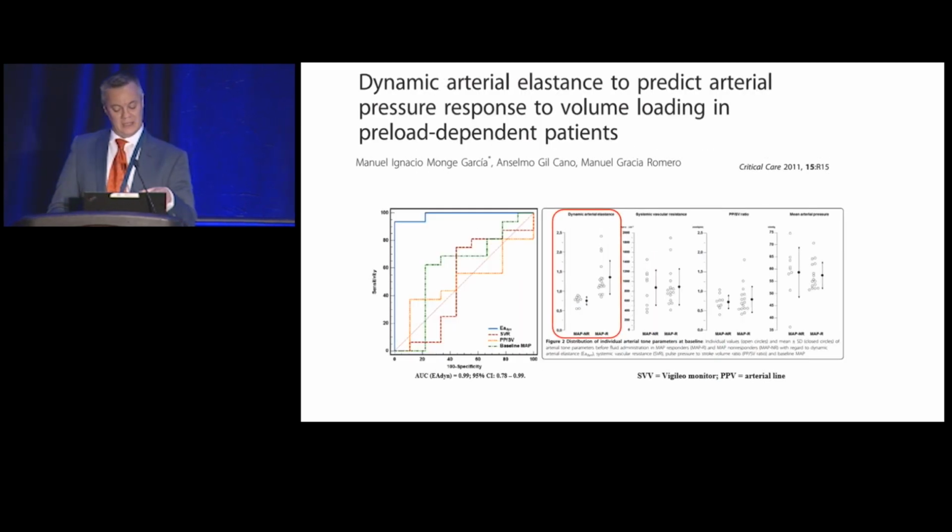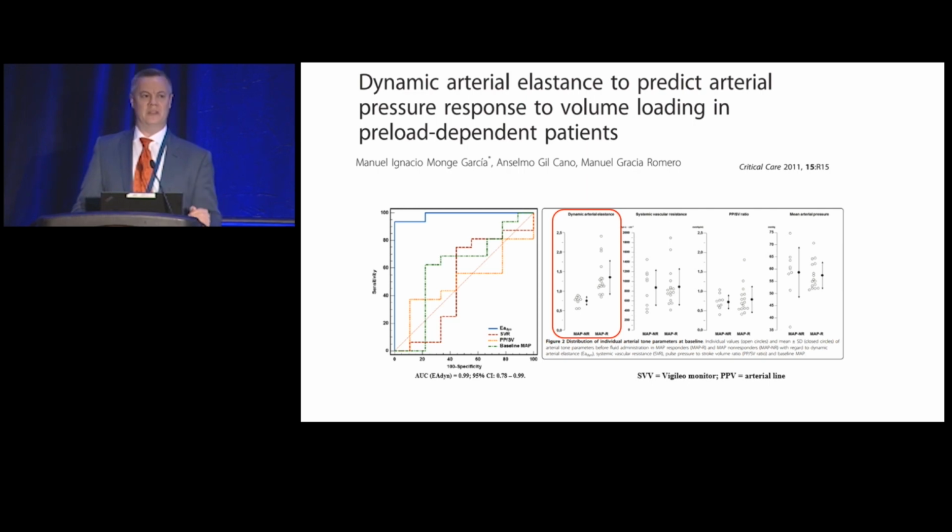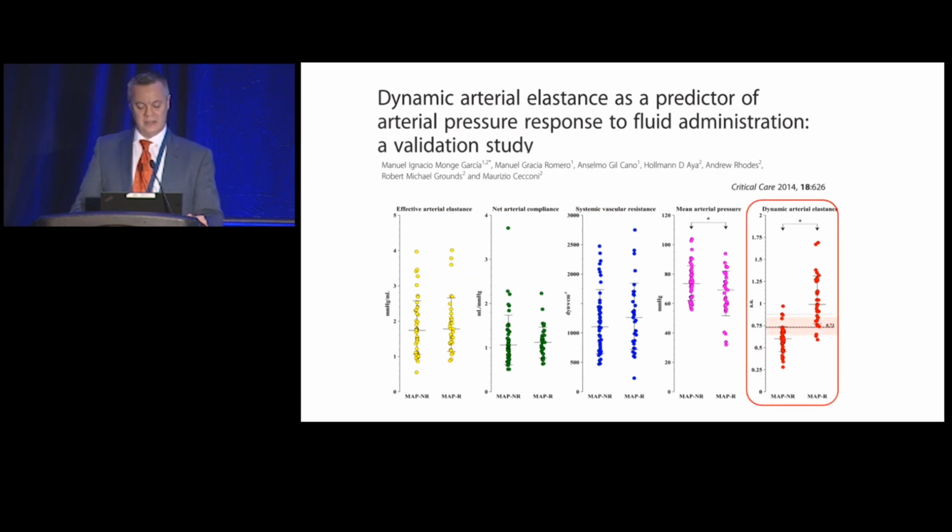We studied this physiological approach to a hypotensive patient a few years ago, and we found that this functional parameter, this dynamic parameter, is able to predict which patients are going to increase not only the cardiac output, but also the arterial pressure. We also demonstrated a few years later that even using different technology, the prediction of this parameter is much better than any other arterial system parameter for predicting the arterial pressure response to fluid administration.